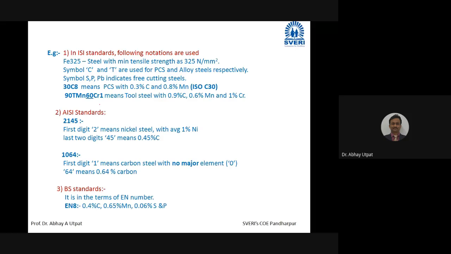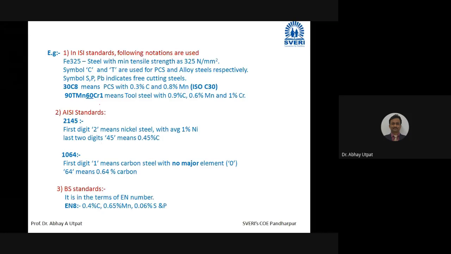Suppose I have prepared one channel and I write in the bill of material: name of material is 30C8. What have I given? The C is there, which means it is plain carbon steel. And whatever figure is given before C, that is 100 times the actual percentage of carbon. So divide 30 by 100. If you divide 30 by 100, it becomes 0.3. So the meaning of 30 is 0.3% carbon.